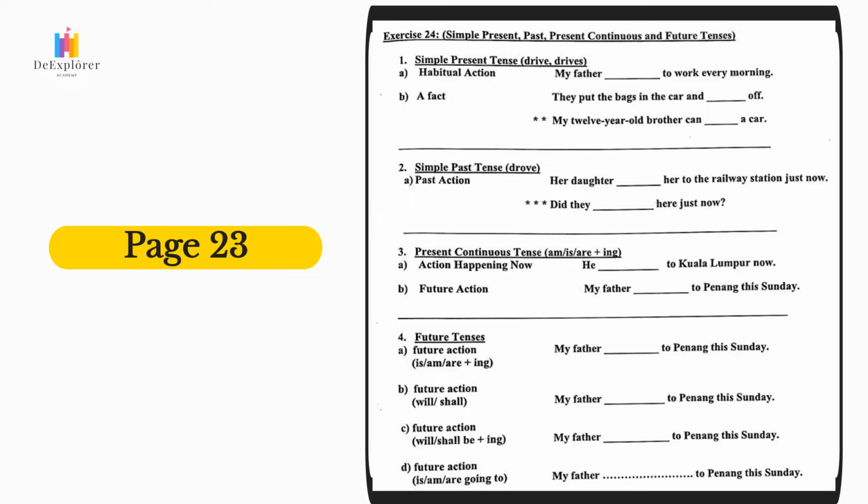Okay, without the s. Next, my 12-year-old brother can a car. So you see the word can, base form verb after the word can, base form. 可以驾一辆车, 可以驾车的意思. So my 12-year-old brother can, after can base form, right answer.